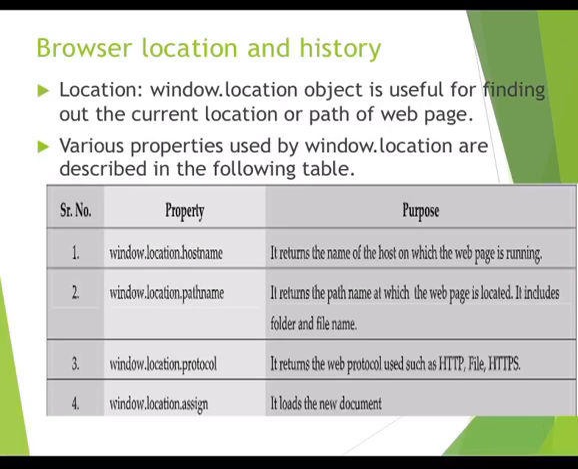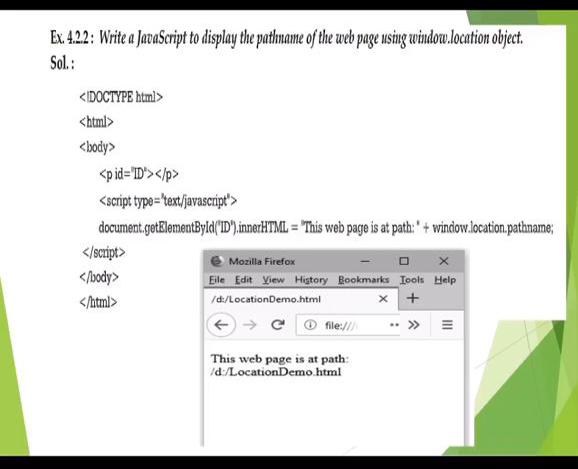Okay, now we'll see the example for pathname and protocol. Write a JavaScript to display the path name of a web page using the window.location object. So here we'll find the path of a file, the path of your web page, where the web page is stored, using the window.location object. So doctype HTML, then your HTML tag, then your body tag, then the paragraph tag, id equal to capital ID, then close the paragraph tag.